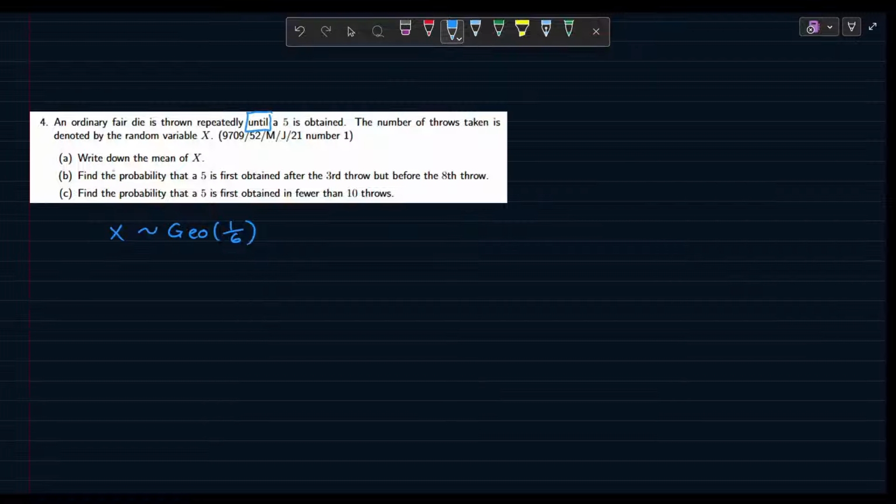And part A says write down the mean of x. So recall that the mean under a geometric distribution is 1 over p. So this means that our expectation is going to be 1 over 1 over 6. And so if we resolve our fraction, this becomes 6. Okay, so that's part A.